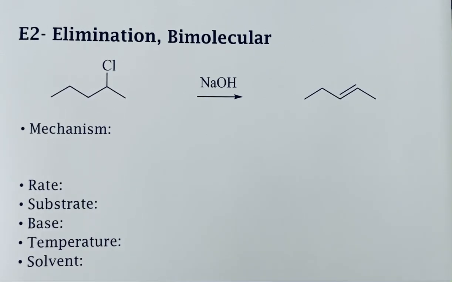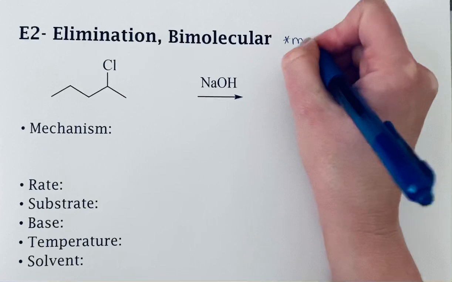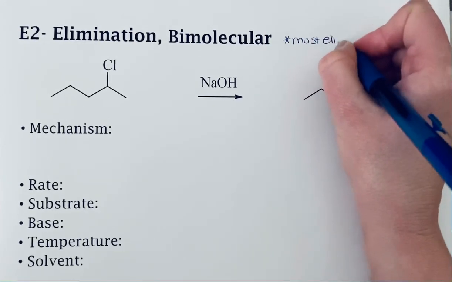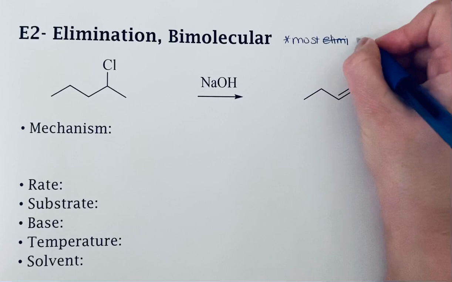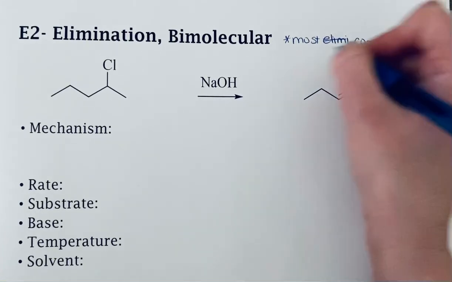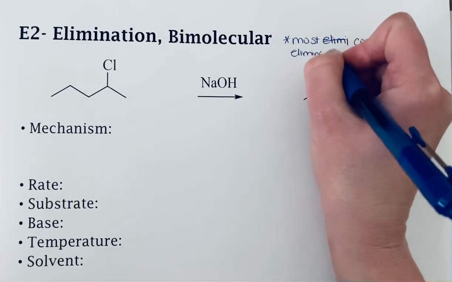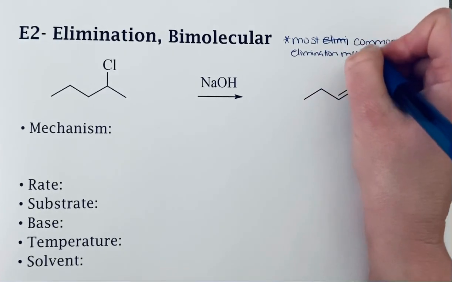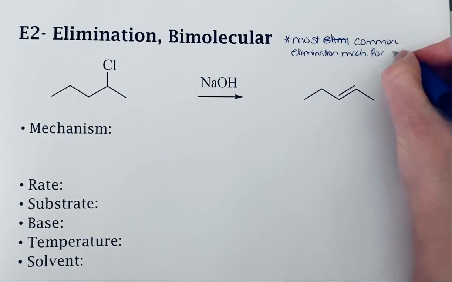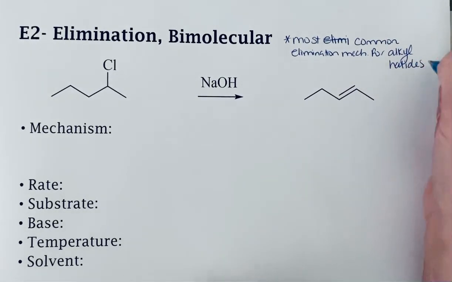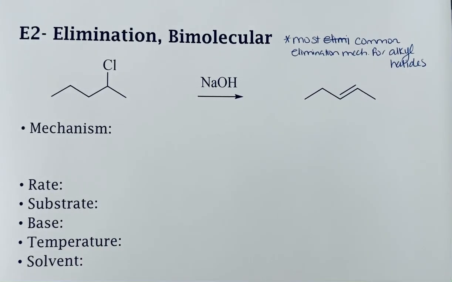So for the elimination reactions you're going to see in this chapter, almost all of them will be E2. This is your most common elimination mechanism for alkyl halides. So this is what we will see. If you see an elimination reaction taking place and you have to guess the pathway, guess E2. Don't guess E1, that one's pretty rare.